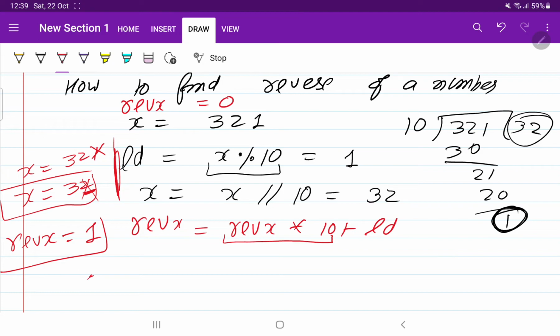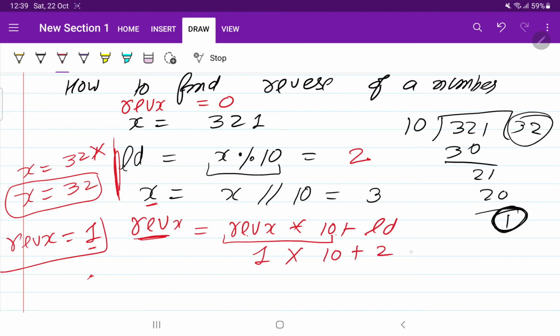Again we will run this loop. So the last digit this time, x was 32 now, so 32 percentage 10 will give us the value 2. So the last digit is 2 now. Now x will become 3 because we have divided by 10. Now reverse x will be reverse x into 10 plus last digit, so 1 into 10 plus 2. So what are you going to get? 12. So in reverse x, we get 12.